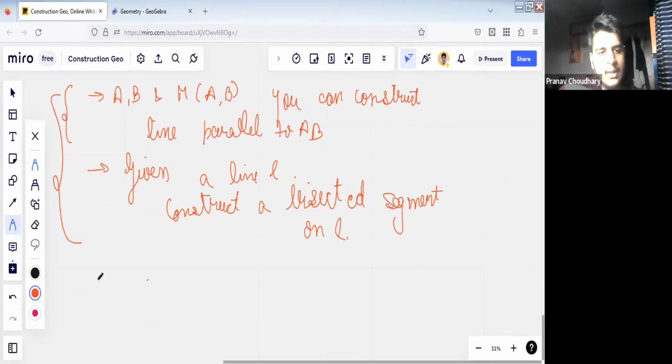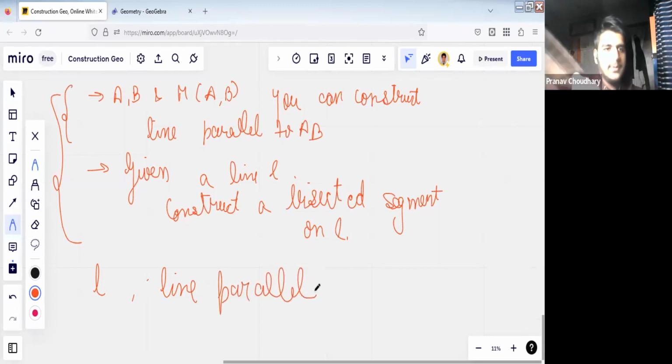So basically what we can do now is we are given a line L, and we can construct a line parallel to L. Just take two points, you can construct the midpoint of those two points, which means you can construct a line parallel to L. So we have the parallel tool.